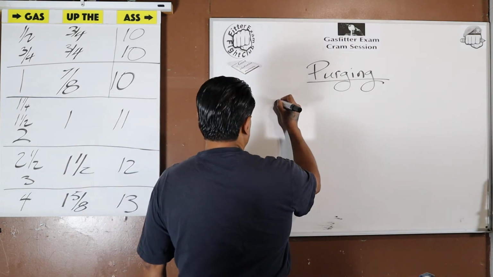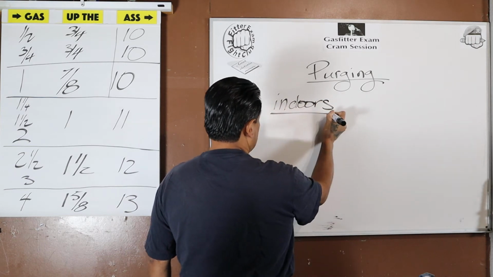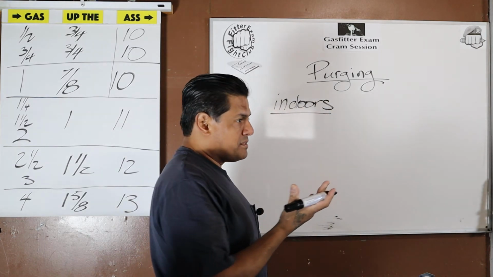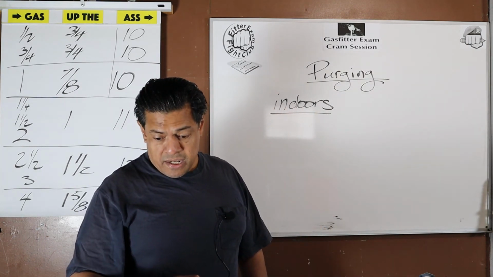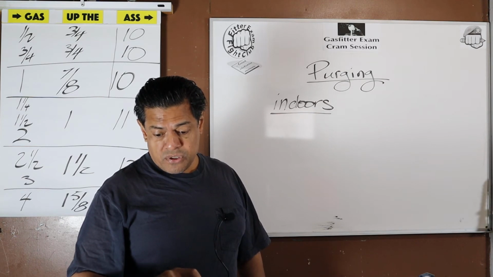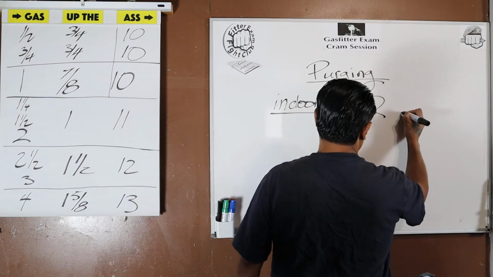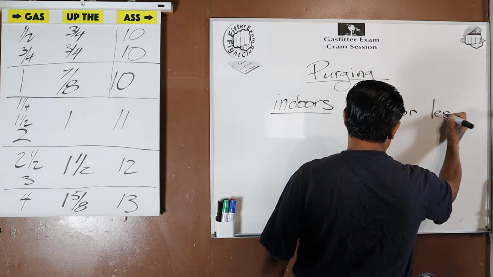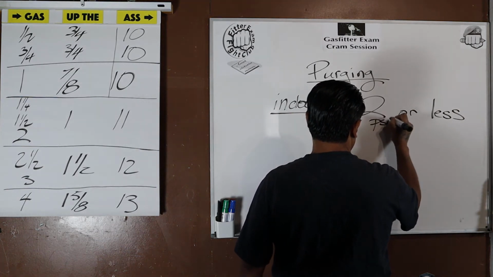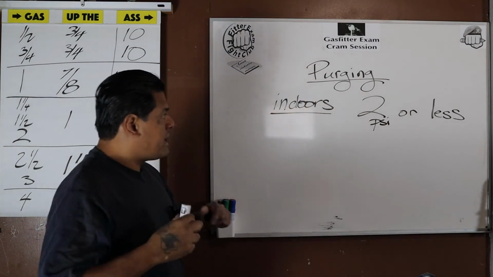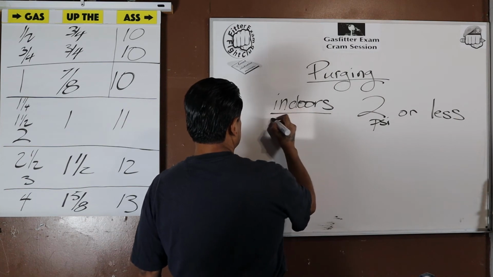Purging. If indoors, you might want to make a flashcard for this one, right? If indoors, okay. And what's the quality of this number? It's 2 psi or less. So 2 psi or less, you can purge with what? Fuel gas.